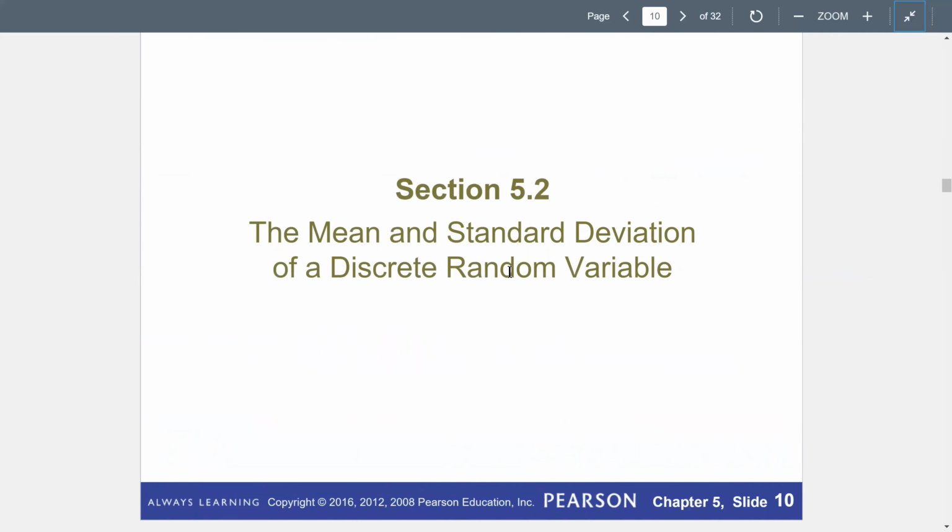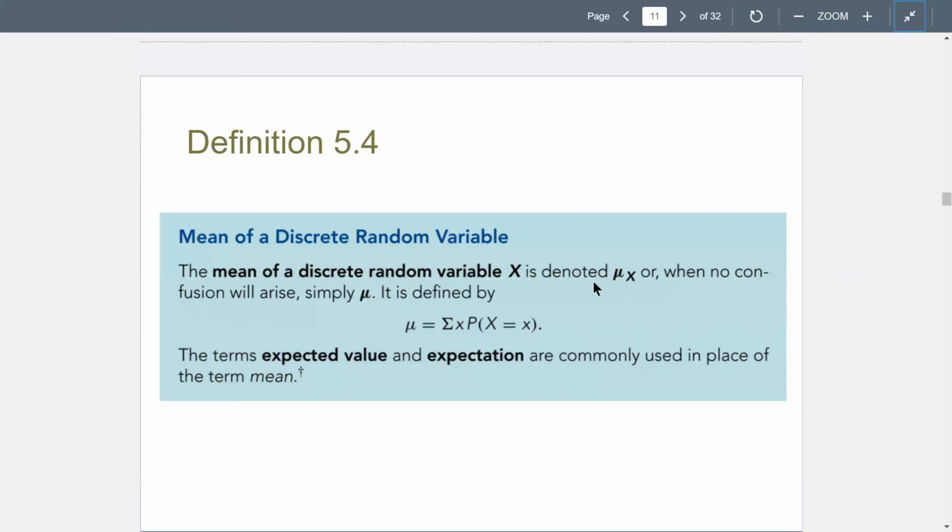All right. Here let's see the mean and standard deviation of a discrete random variable. What is a discrete random variable? We talked about that a while ago, which takes on usually integer values, which may include 0 or not. The example I used is the number of heads out of n tosses of a fair coin.